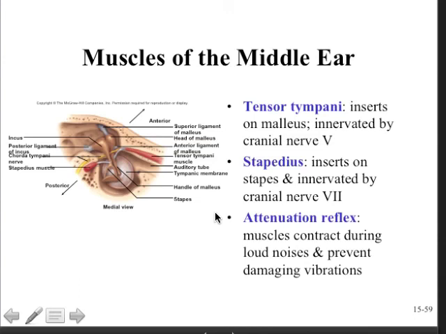If you've ever seen the ossicles, and you'll get a chance to look at them in lab, they're some of the smallest bones in the body. You need really a magnifying glass to see them in any kind of real detail.